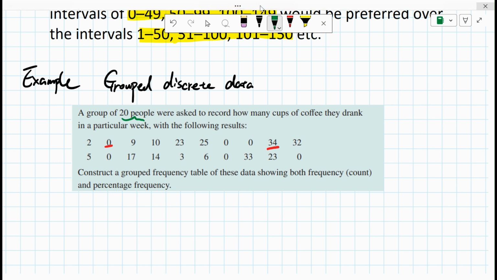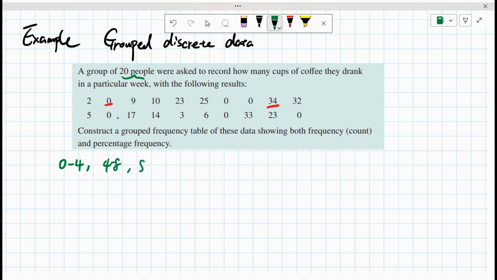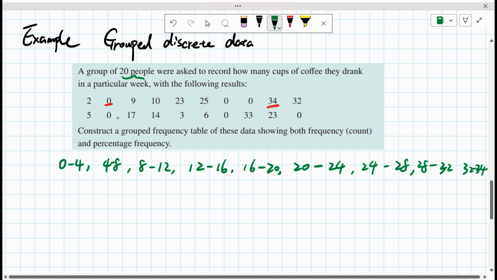I recommend 4 per group, so 0 to 4, 4 to 8, 8 to 12, 12 to 16, 16 to 20, 20 to 24, and also 24 to 28, 28 to 32, and 32 to 34.